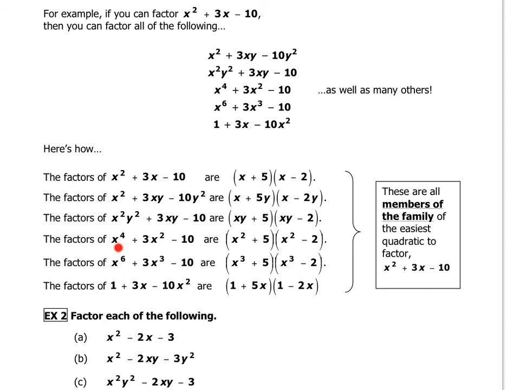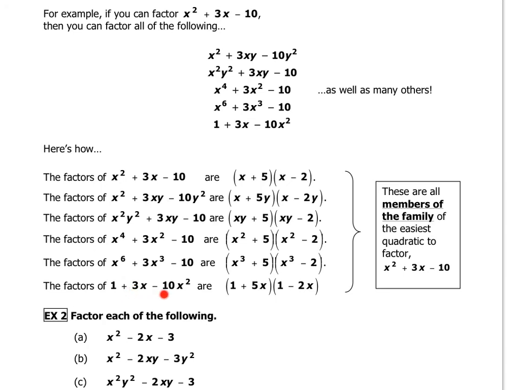This one that starts with x to the 4th, instead of starting with x and x in your binomials, you're going to start with x squared and x squared. Because when you multiply those, you're going to get x to the 4th. And notice that it will give you x squareds in your inners and outers. Similarly, when you start with x to the 6th, your factors are going to start with x to the 3rd and x to the 3rd. And notice that your inners and your outers will be x to the 3rds.